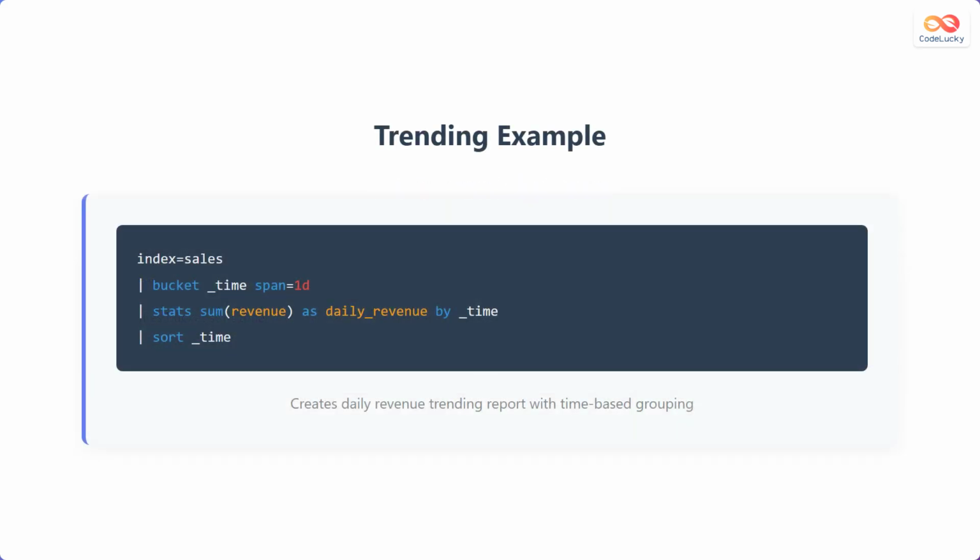Here's a more advanced example showing how to create trending reports using the bucket command. We start with index=sales to get our sales data. Then we use bucket _time span=1d to create daily buckets. Next, we pipe to stats sum(revenue) as daily_revenue by _time to calculate the total revenue for each day. Finally, we sort by _time to ensure chronological order. This query creates a daily revenue trending report with time-based grouping, allowing you to see how your sales revenue changes day by day. This type of analysis is invaluable for business intelligence and identifying sales trends over time.